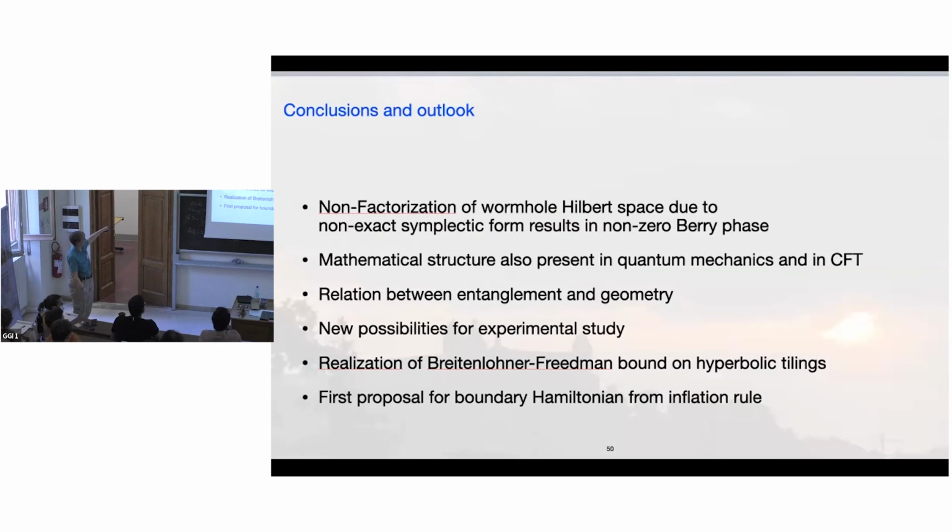So I talked a lot about non-factorization and relating this to these non-exact symplectic forms and the Berry phases. And I showed you this mathematical structure being present in quantum mechanics and in CFT, which gives a nice new way to characterize this relation between entanglement and geometry. And there are even these nice relations to possible experiments that you could do with these spins, entangled spins. And then I talked very briefly about discrete holography, about realizing the Bruhat-Tits building on hyperbolic tilings. And we have this first proposal for a boundary Hamiltonian from the inflation rules. Okay, thank you very much.